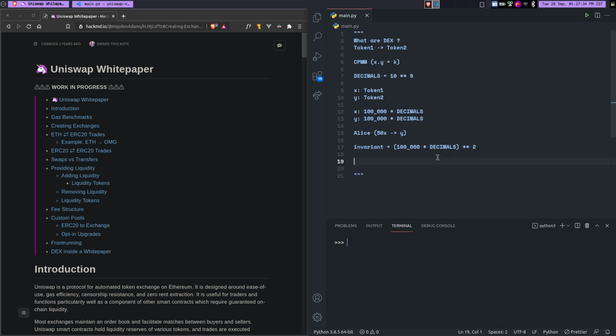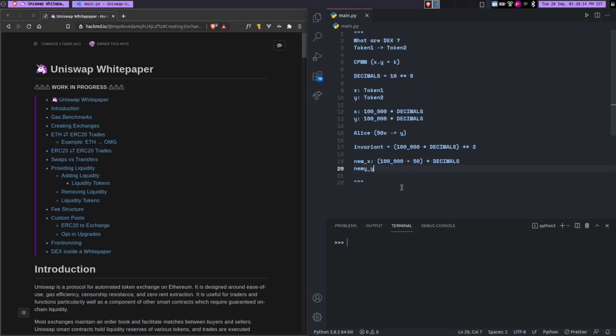Now she will send 50 X tokens. So the new amount of X tokens would be 100,000 times decimals plus 50, because 50 is the amount of tokens that she is sending. So I can do something like this. This is going to be the new amount of X tokens, and you need to find the new amount of Y tokens.